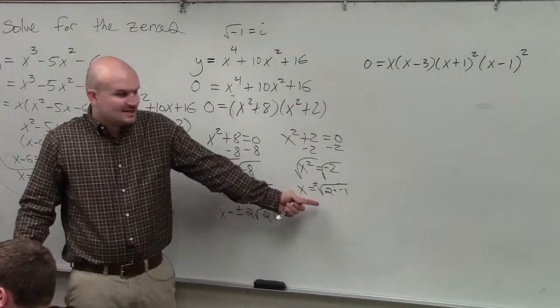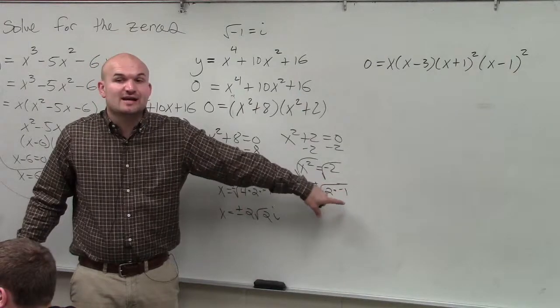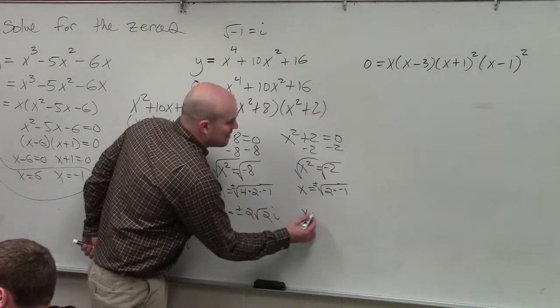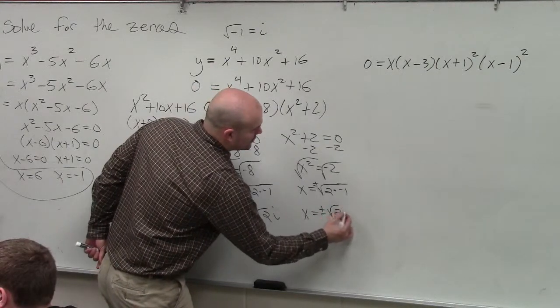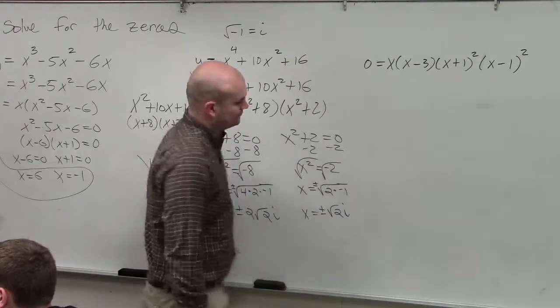Over here, we can't take the square root of 2, but we can take the square root of negative 1 and represent it as i. So x equals plus or minus the square root of 2 i. OK?